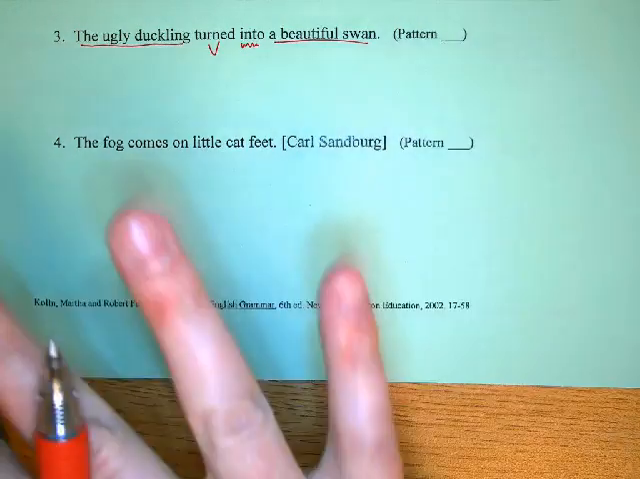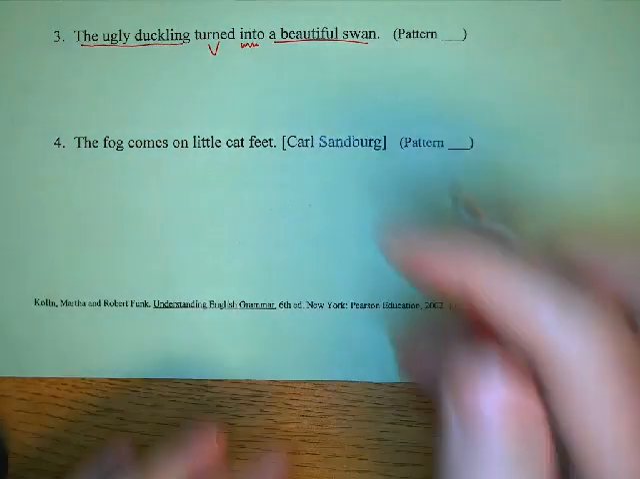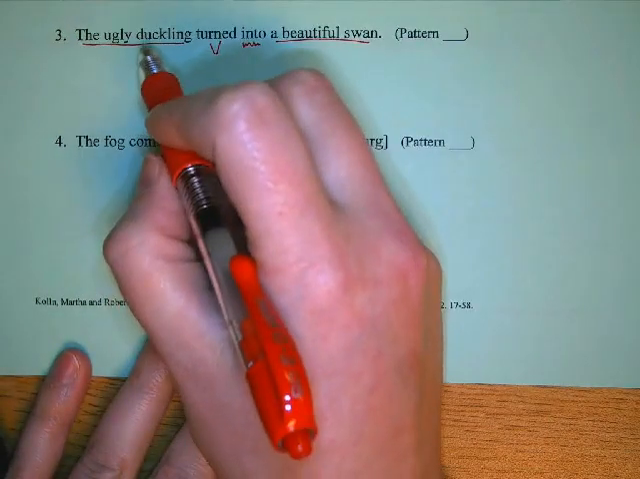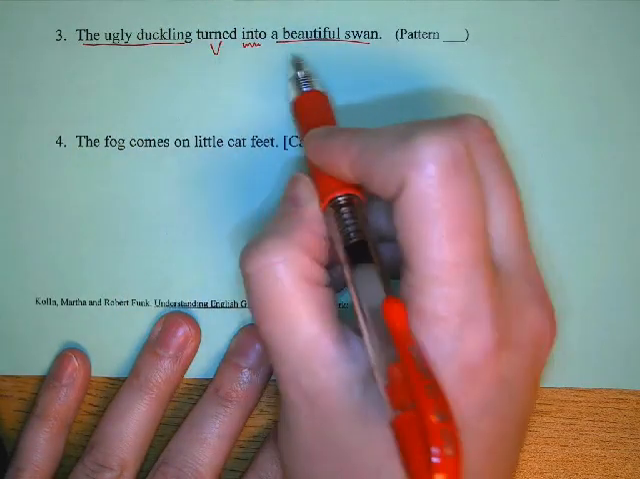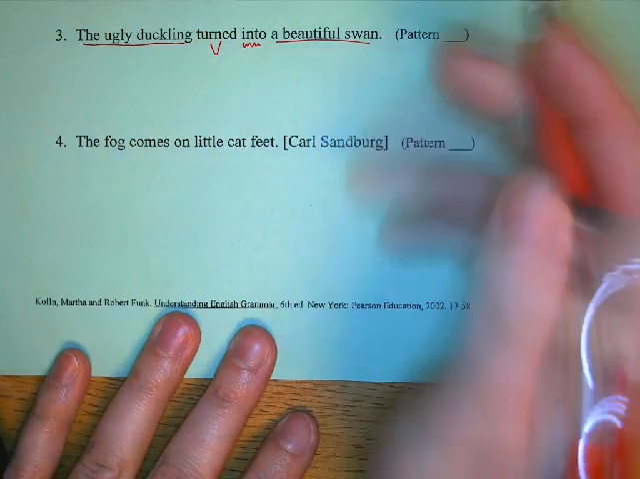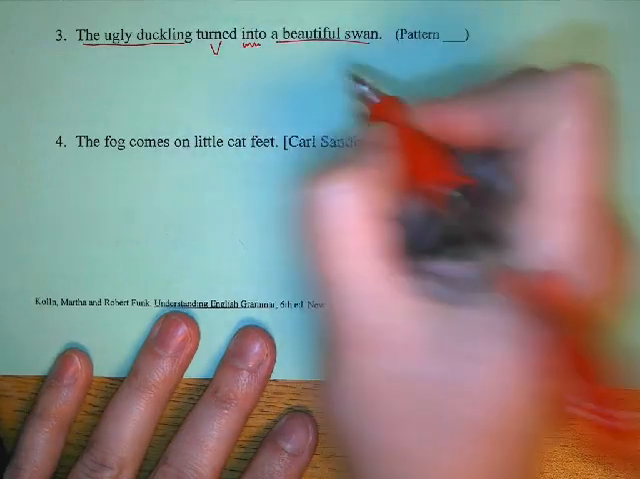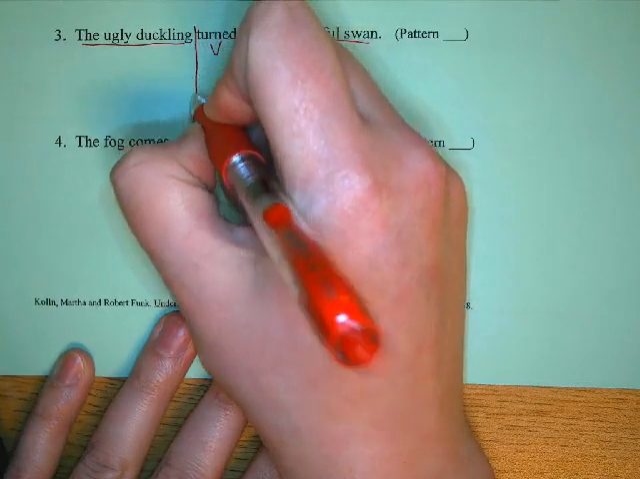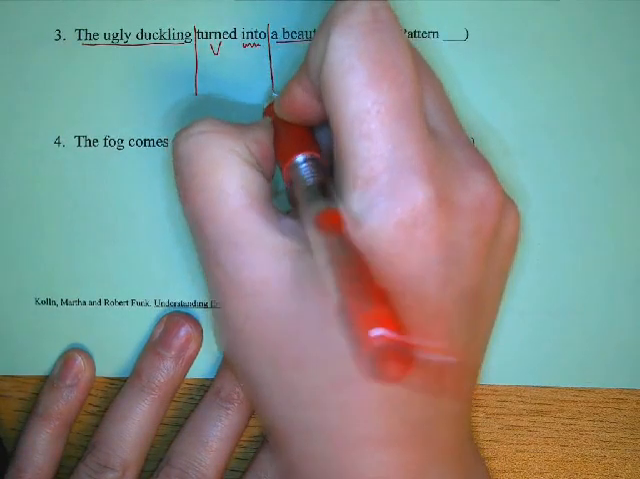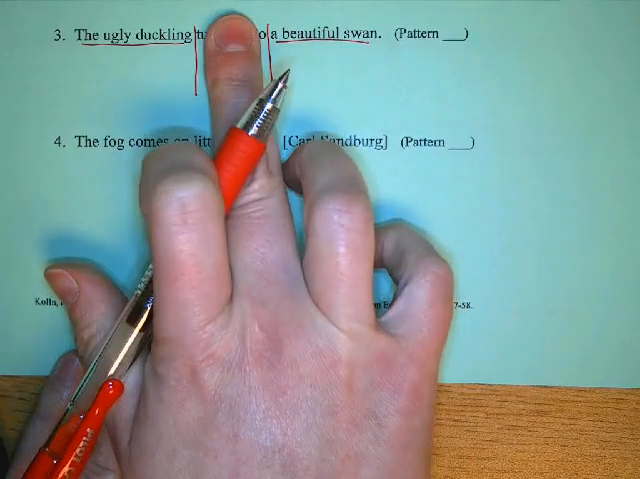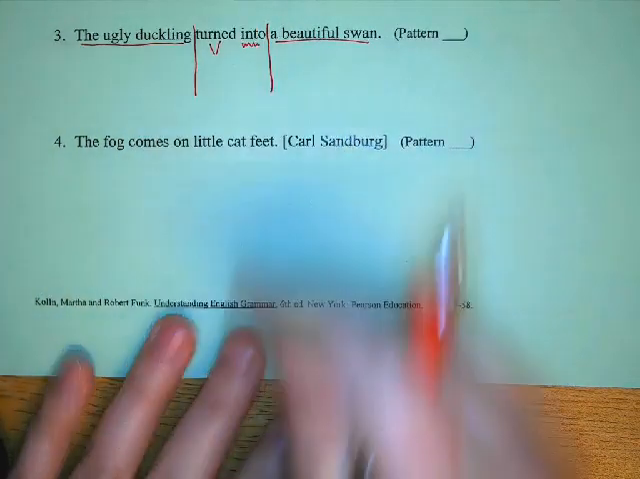So if you don't have that kind of background knowledge, this is a tricky sentence. So it'd be easier if it says the fuzzy caterpillar turned into the beautiful butterfly. That would be easier to understand. So what we really do want meaning-wise is we want that preposition inside of our verb lines. The ugly duckling transformed. Okay.